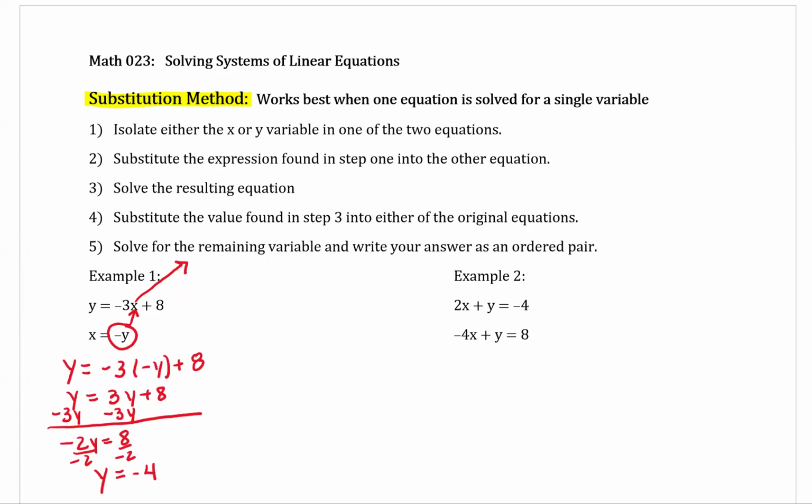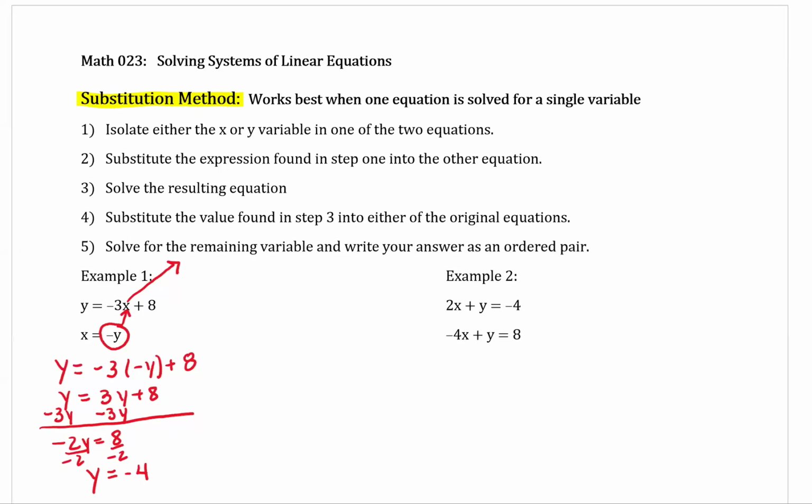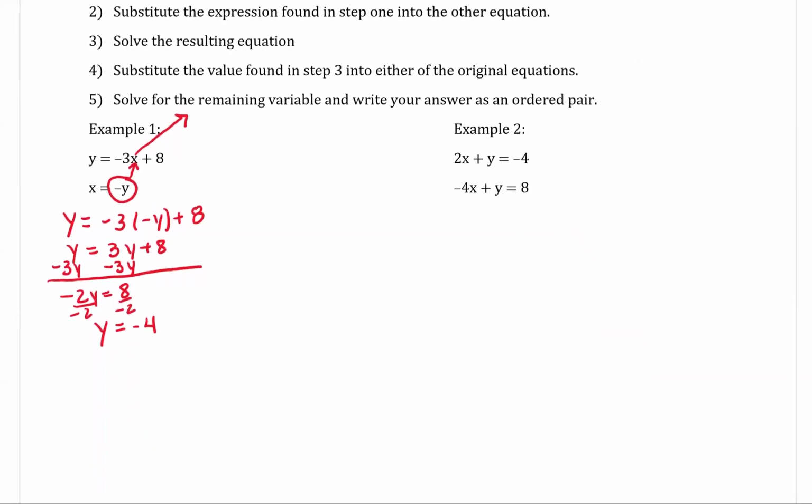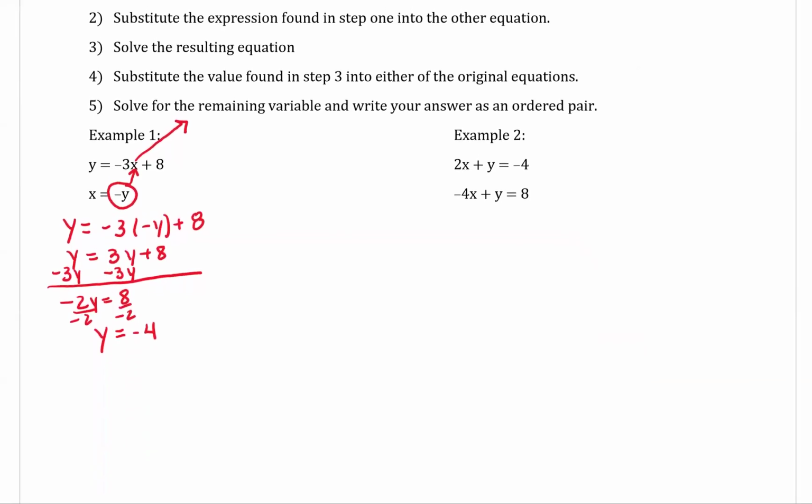Step 3 was to solve the resulting equation, which we did. We now have y equals negative 4. Step 4 is to substitute the value that we found into either of the original equations. So I have y is equal to negative 4. I can plug that into either of the original equations. So I'm going to plug it in to the x equals.